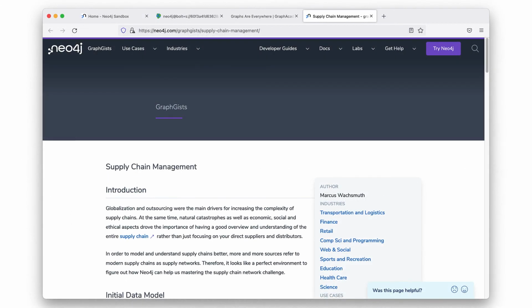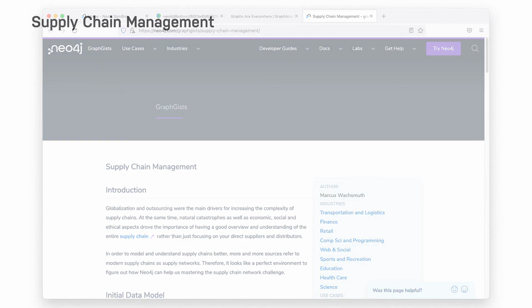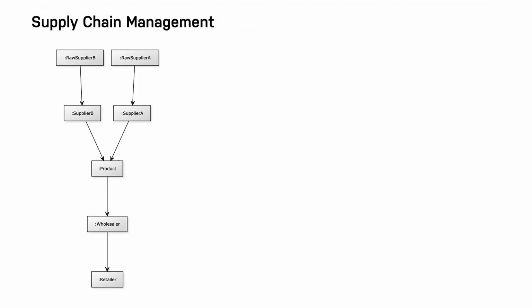Finally, let's look at a supply chain management use case. Here is an example data model contributed by a Neo4j community member related to supply chain management. Entities that are modeled include raw suppliers, products, wholesalers, and retailers.